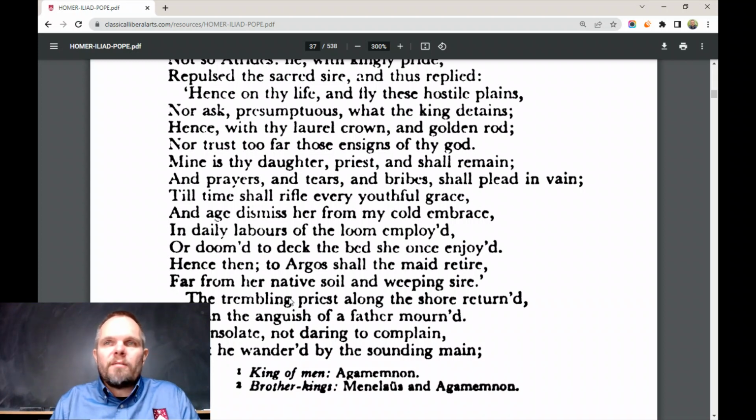So this is a most disgraceful response by Agamemnon. He says, get out of here or I'm going to kill you. "Hence on thy life," he says to him. Fly these hostile plains, get out of here, nor ask presumptuously what the king detains. Whatever the king wants, the king gets. So don't presumptuously ask for it. "Hence with thy laurel crown and golden rod," take your gifts and get out of here.